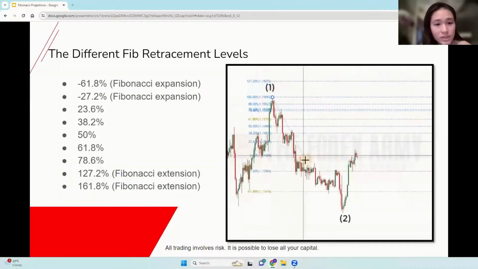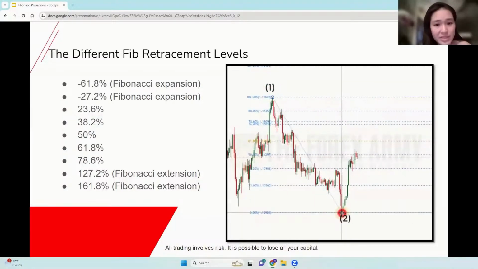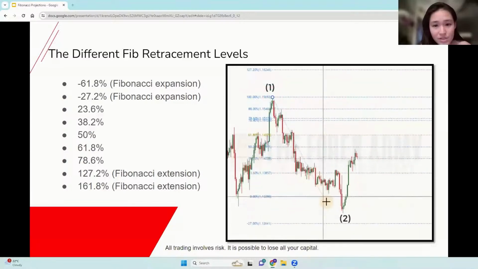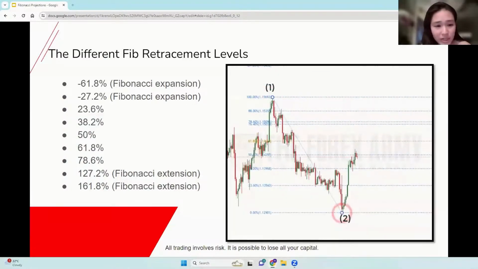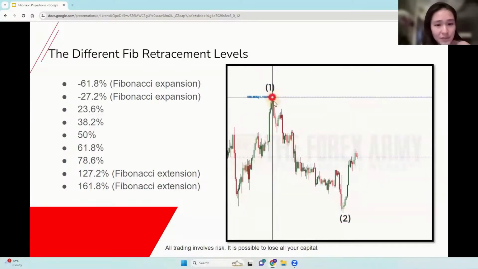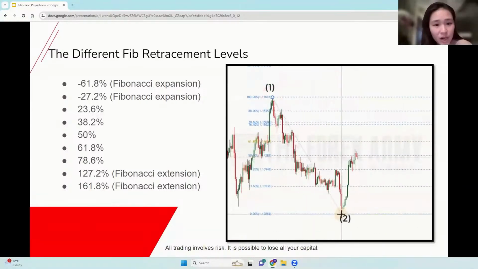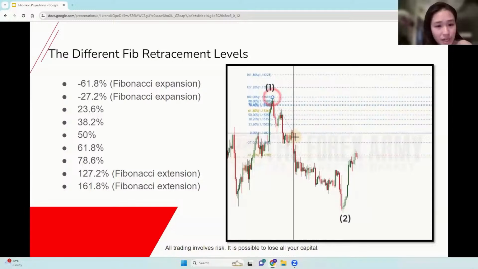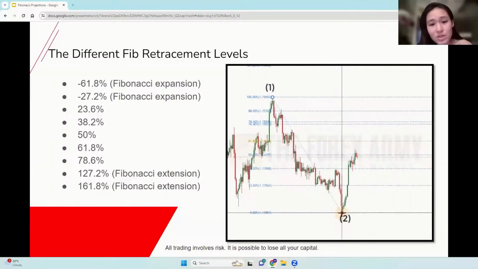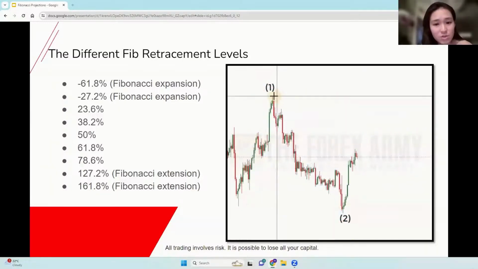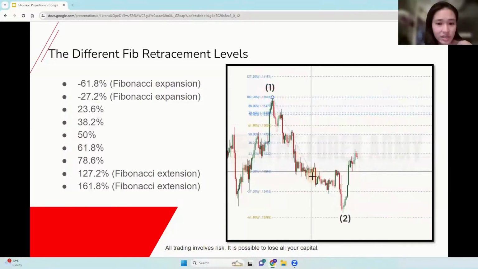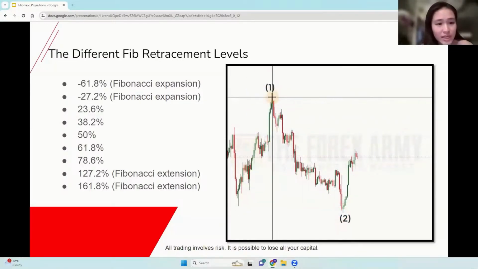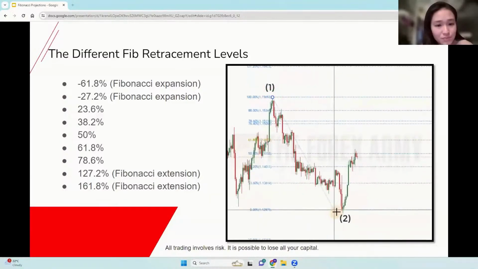Now, these are the Fibonacci numbers that we typically use. If you've been here for our previous Fibonacci webinars, this will look familiar. This shows you how you draw your Fibonacci retracement trend line and also the different types of levels, ranging from the negatives to levels that are greater than 100. The tool that's used is a Fibonacci retracement tool.